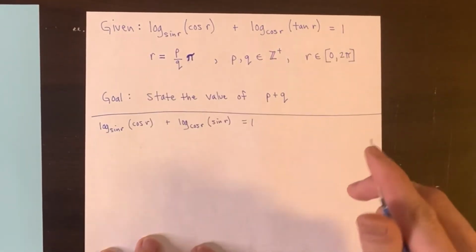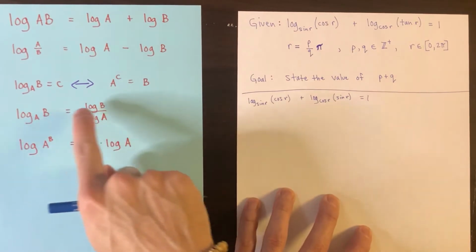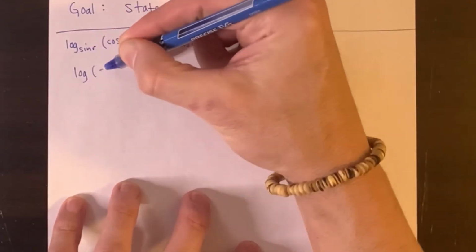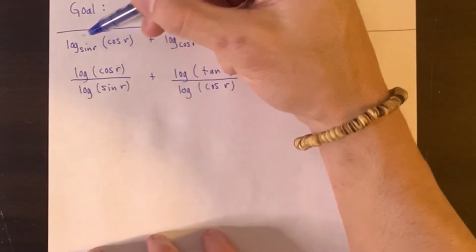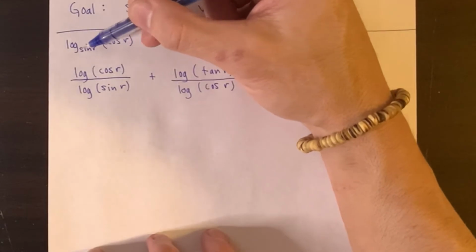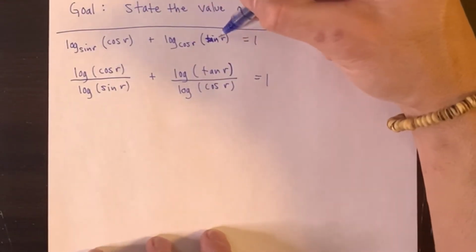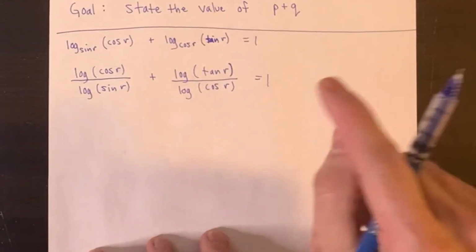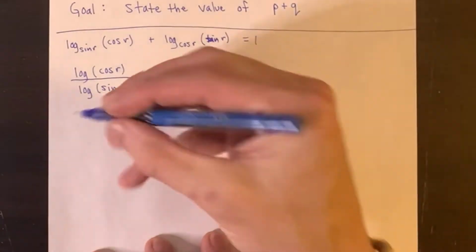Now what I'd like to do is, to this term here, apply what we call the change of base. And I'll actually do it to both terms. So let's see. So that's log of cosine r over log sine r. That should have been tangent. So it's log tangent r over log cosine r equals 1. Now recall one thing. Remember that tangent is the same as sine over cosine.